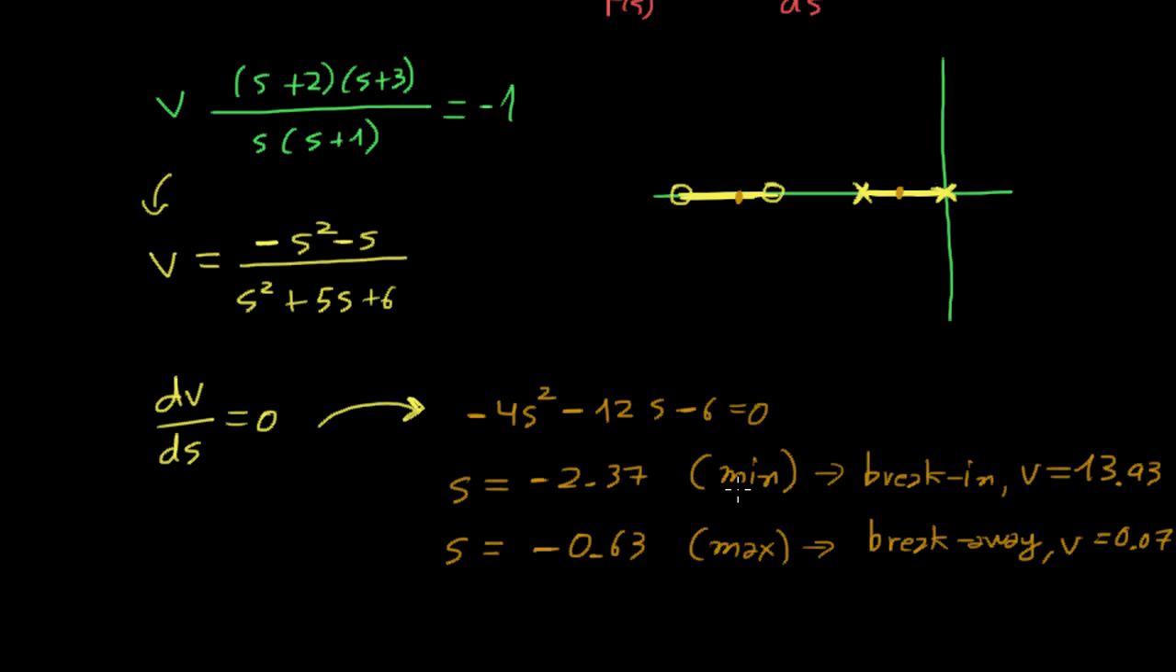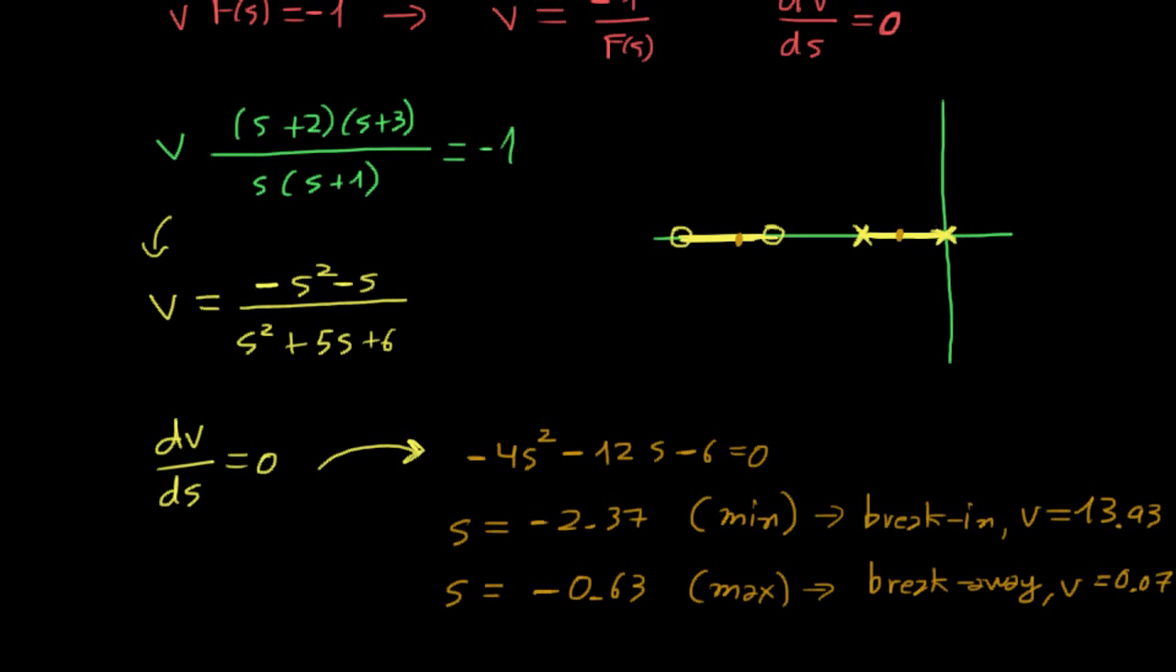We could have seen that these are actually minimum and maximum if we had drawn this function, this v of s here. We would have found something like this, with its minimum here and something like this. Well, let me try again. Something like this, with its maximum here.